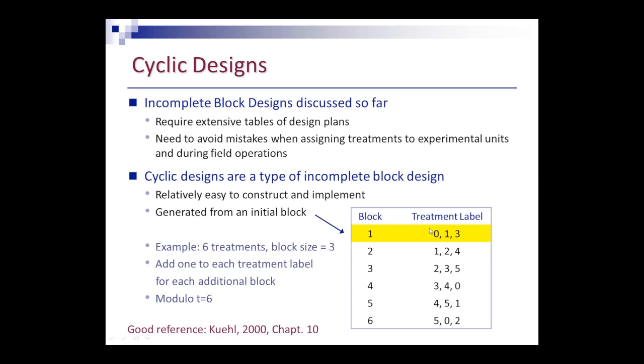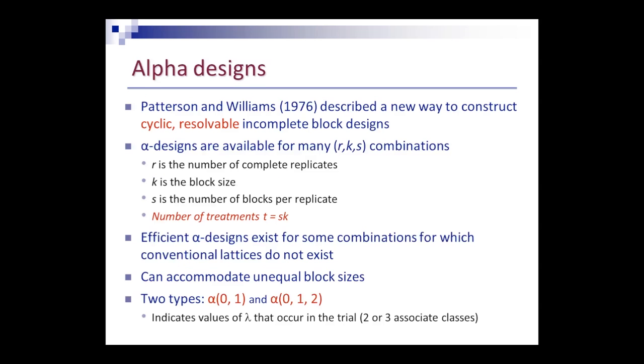And basically, you start with an initial set of labels for your treatments, and then you simply increment. In this case, you were just incrementing, in each incomplete block, each of the labels by 1. And because we have 6 treatments in this example, with a block size of 3, once you get up to 5, then you go back to 0. It's modulo 6 because we have 6 treatments. So this is just to show you that all you need in this case is an initial block. And then from there, a randomization is generated. And a good reference for this is Cool in 2000.